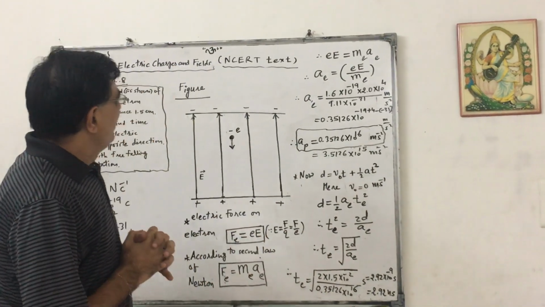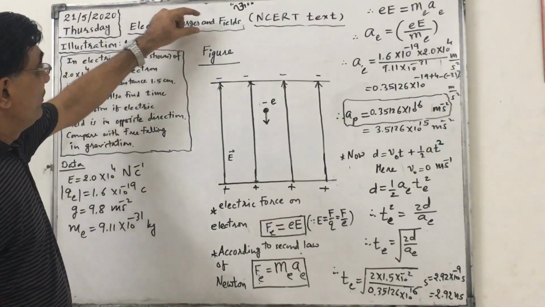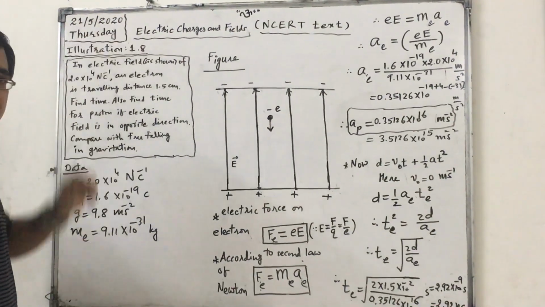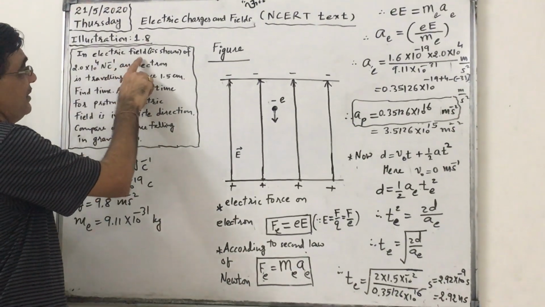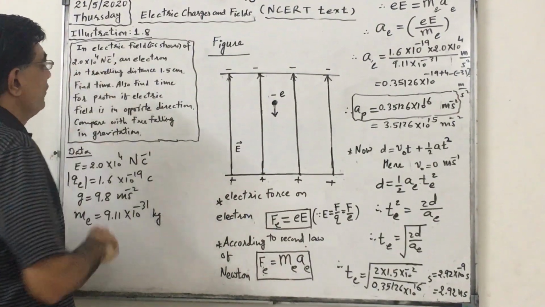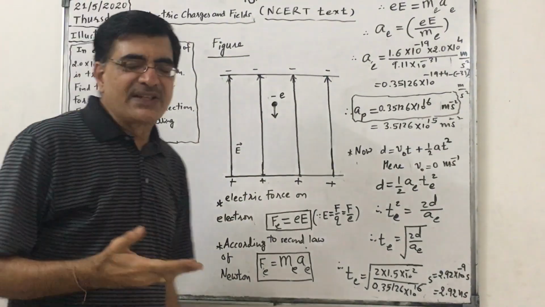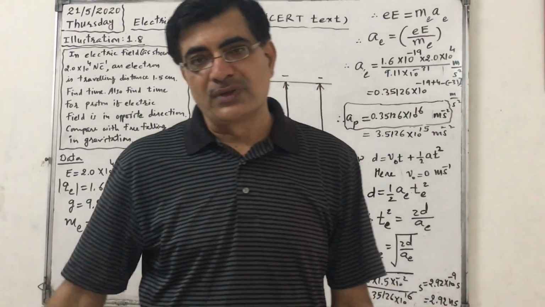Today we are discussing electric charges and fields, NCERT text, illustration 1.8. The data is in electric fields as shown, 2.0 into 10 raised to 4 Newton per Coulomb. One may ask why it is not 2 into 10 raised to 4 Newton per Coulomb? Why have they given 2.0 into 10 raised to 4 Newton per Coulomb?